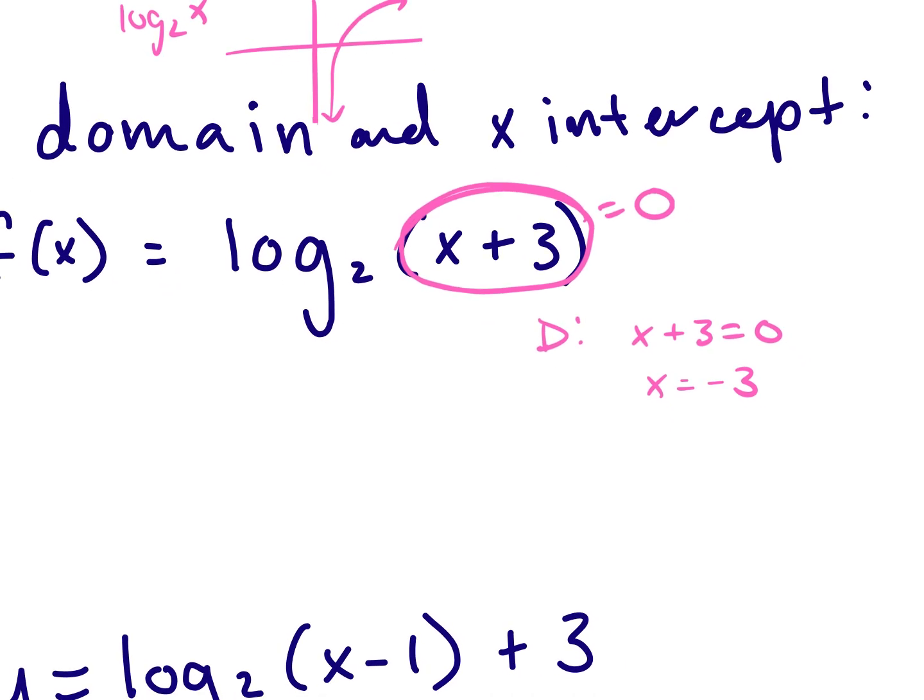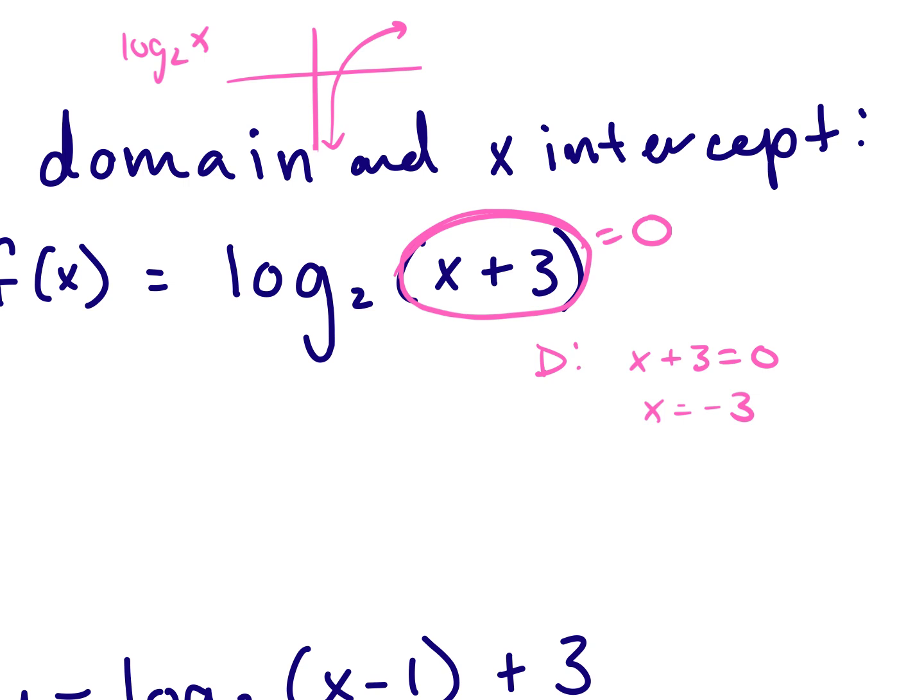Now we have to write our domain in interval notation. Since I don't have a reflection happening here, my graph is still going to infinity. So it's going to start at negative 3 and go to infinity. And then how can we find our x-intercept? What would we do to find the x-intercept?